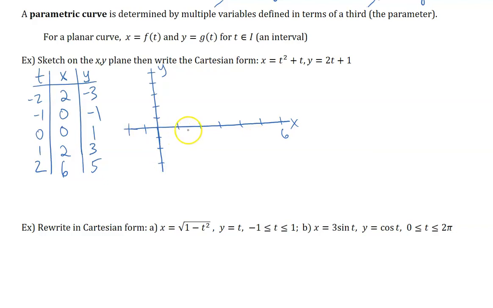So 2, -3, put a point here. And then when t is -1, we have a point at 0, -1. And then at 0, +1, and then at 2, 3, and at 6, 5. Okay, so what we have, and I bet if we were to plug in -3, the fact that it looks like it's going to be symmetric, I bet we would land down here at 6, -5.